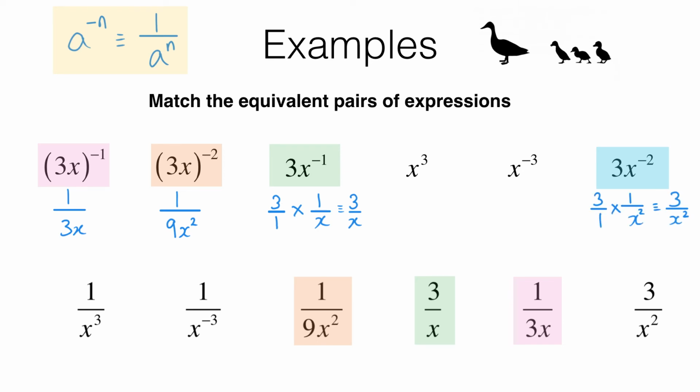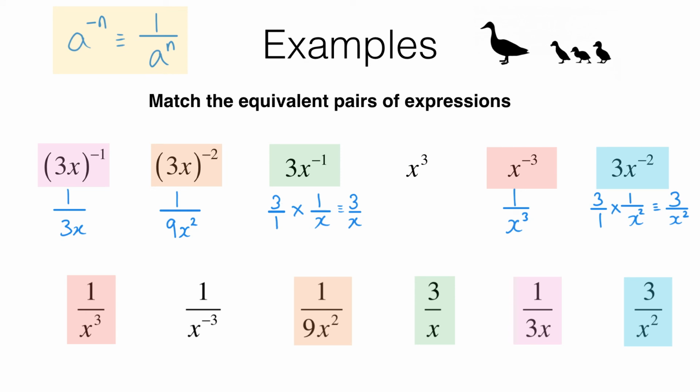Here's what you should have found. What we have here is 3, or 3 over 1, multiplied by x to the negative 2, which is simply 1 over x squared. And multiplying those, we get 3 over 1x squared, or just x squared. So this matches this expression down here. Let's move back to this one. X to the negative 3 using this index law just gives us 1 over x cubed, which means it matches this expression down here. That just leaves one pair left.